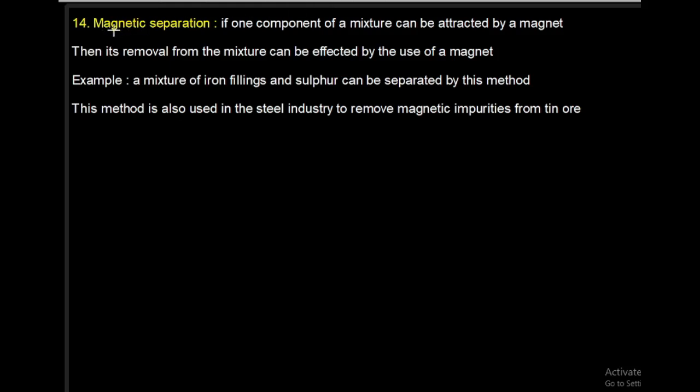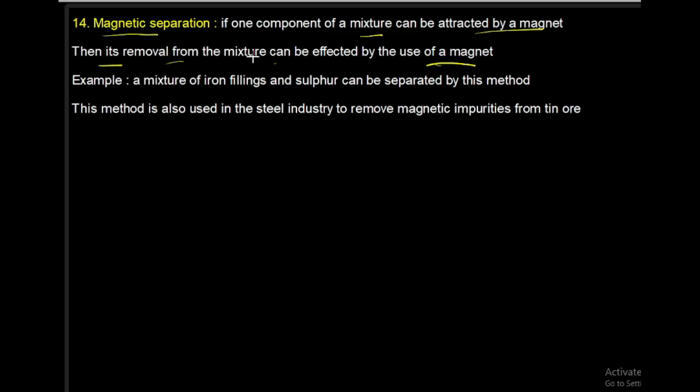Now the next one is magnetic separation. In magnetic separation, if one component of a mixture can be attracted by a magnet, then its removal from the mixture can be effected by the use of a magnet. As simple as that. Let's say we have a mixture of iron filings and sand. To separate the iron filings from sand, we make use of a magnet. This is also a solid mixture.